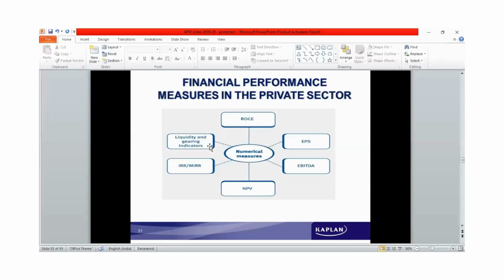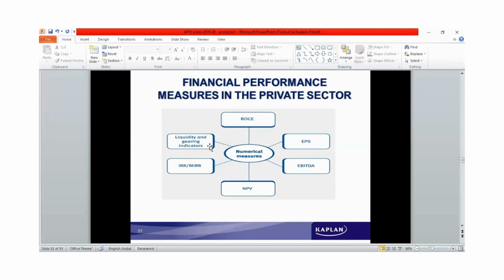Now comes what are the financial performance measures in the private sector. Private sector, those organizations which work with the motive of earning profit. Profit motive, profit is the main motive in private organizations, private sectors. So when they're working towards earning profit, how do we measure the performance of such organizations?